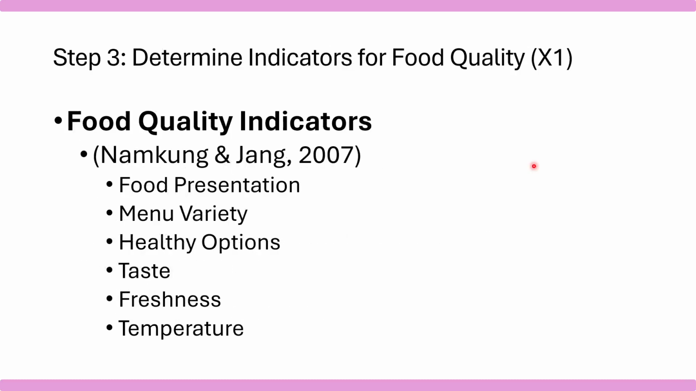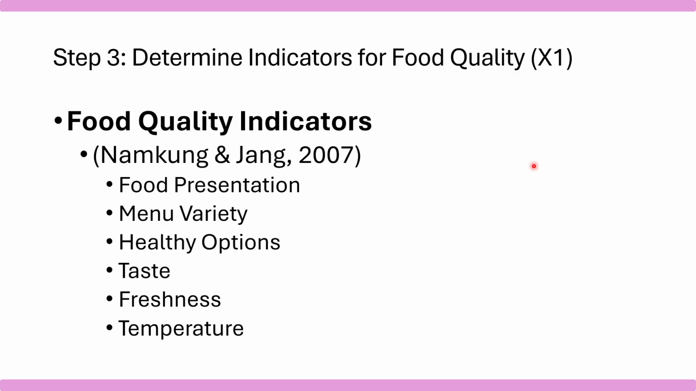The step number 3, you have to determine the indicators for the variables, for example, for variable 1, X1, food quality. The indicators are by Namkung and Zhang in 2007, which have 6 indicators: food presentation, menu variety, healthy option, taste, freshness, and temperature.